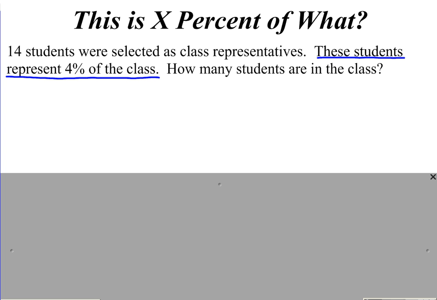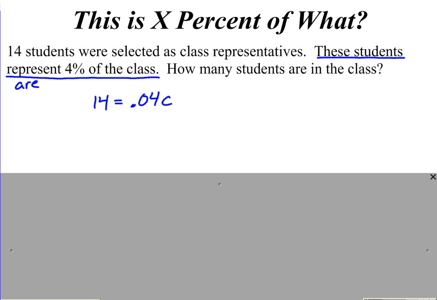These students, what does these students refer to? It refers to the 14 that were selected. So 14, these students represent, the other verb that we could put in there is these students are 4% of the class. Are is a form of is, so that's where our equal sign is going to be. 4% of the class means that we're taking 4% times the entire class size.